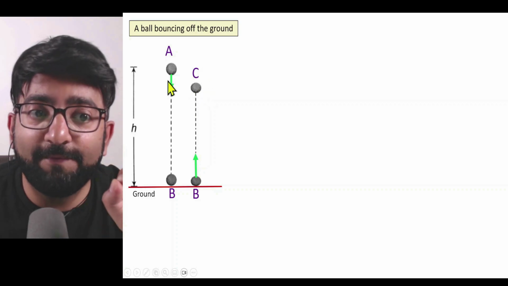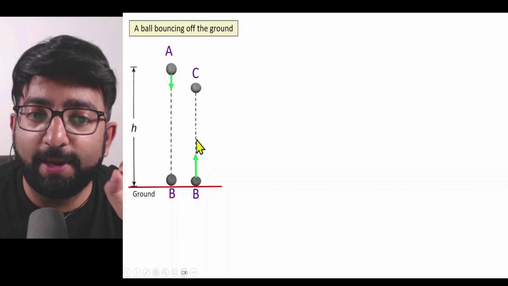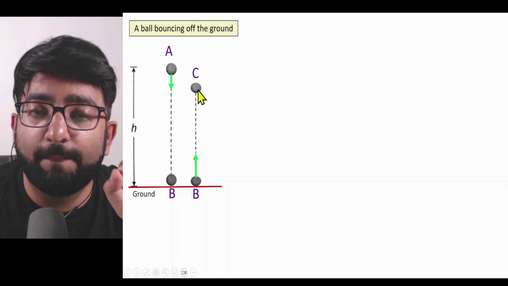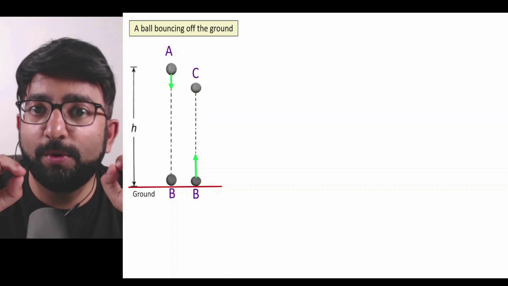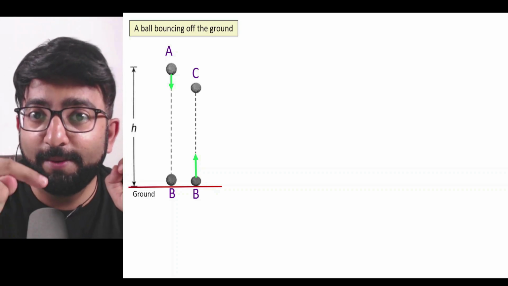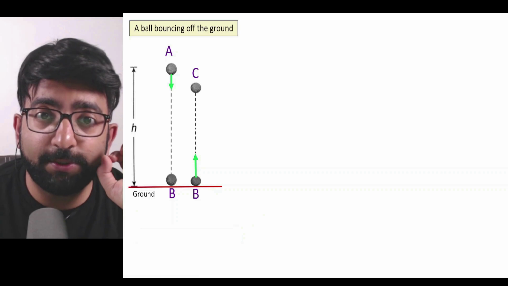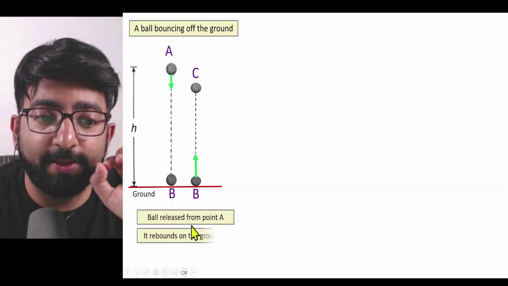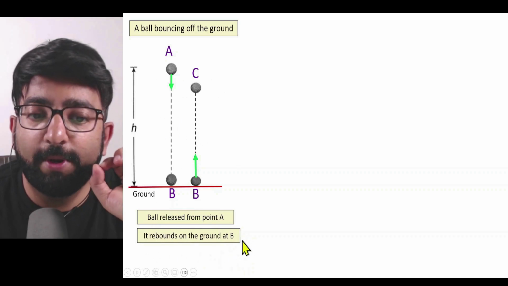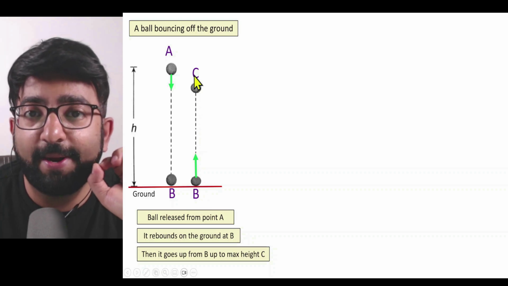Just to clarify, we have drawn two separate lines. The first dotted line is for when the ball is falling down, and the second dotted line is for the ball when it is going up. We have drawn separate lines just for the sake of understanding. Please note that the ball is going down and bouncing back up within the same straight line. To sum up, the situation we are considering is a ball released from point A, which rebounds on the ground at point B, and then goes up from B up to the maximum height C.